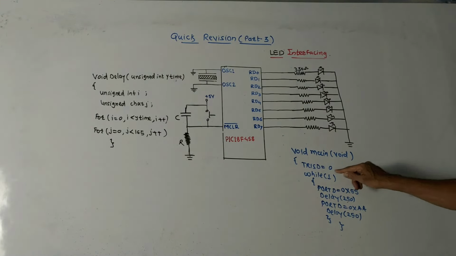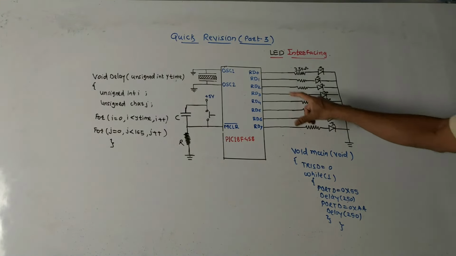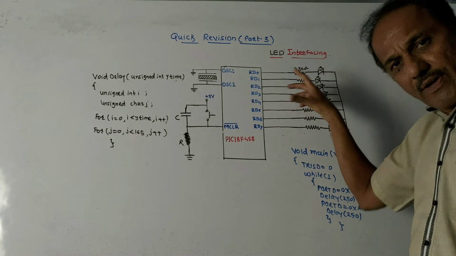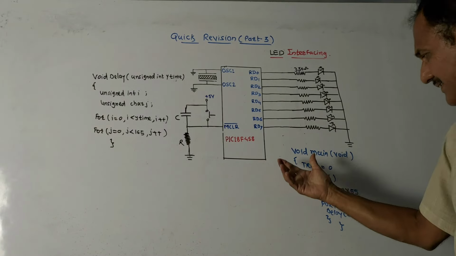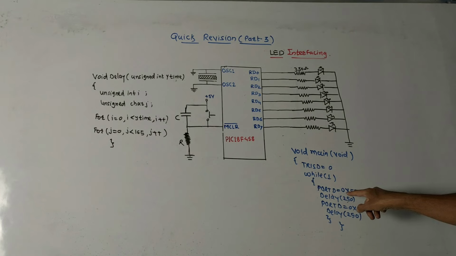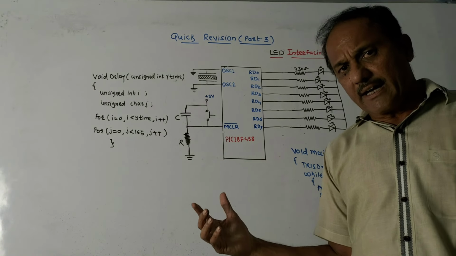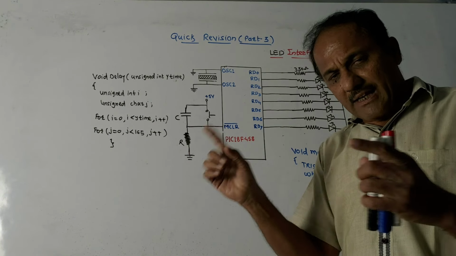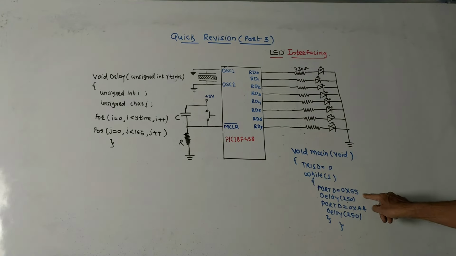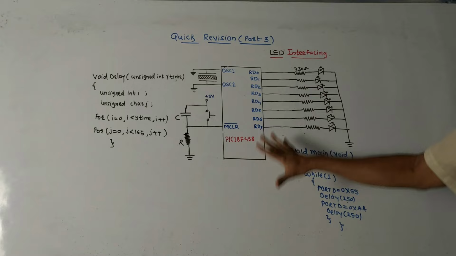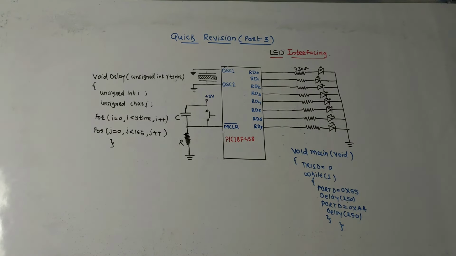Now the main program: TRISD equals 0 because we are using port D as an output port where we have connected the LEDs. Then while 1, we want to continuously flash the LEDs. So while 1, PORTD equals 0x55. We have discussed in an earlier video that flashing means alternate LEDs should be on and off. So it is 0x55 and the other command is 0xAA. Then apply a delay every time, a delay of 250 milliseconds. So this is the simple program, and this is the interfacing of LED with the microcontroller.